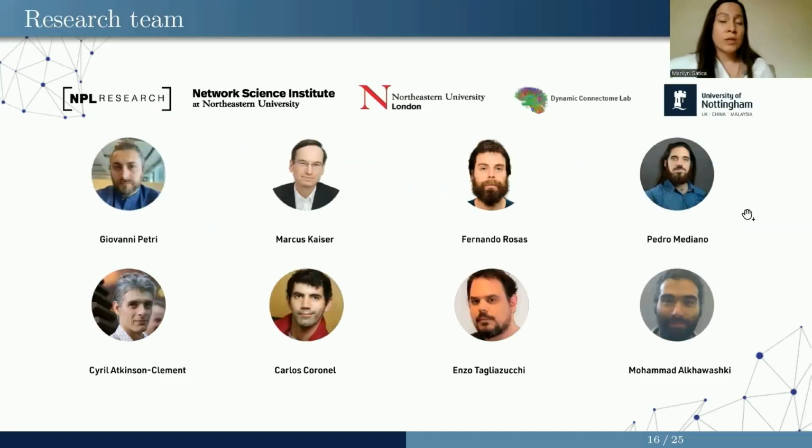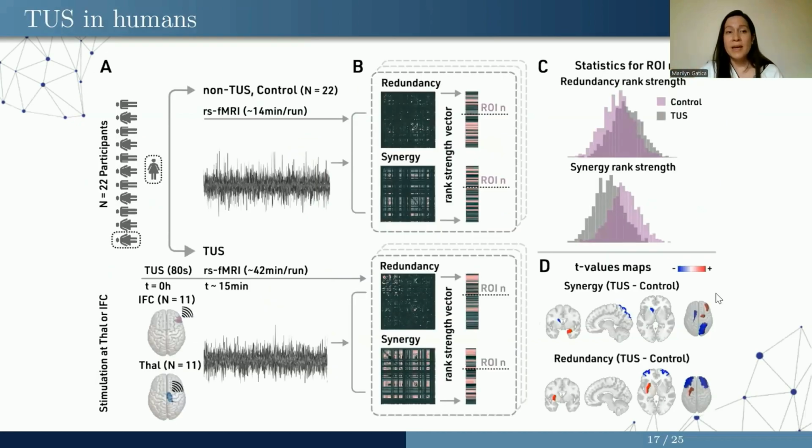So just to introduce this team, as I mentioned at the beginning, this is an effort with two different laboratories. One is Professor Giovanni Petri, who is my current PI at Northeastern University London, and the other one is Professor Marcus Kaiser. So here you also have Cyril and Mohamed, the ones who were doing the experiments, and you will see other faces from information theory, whole brain modeling, and so on. And to explain briefly, in this experiment, we have 22 participants.